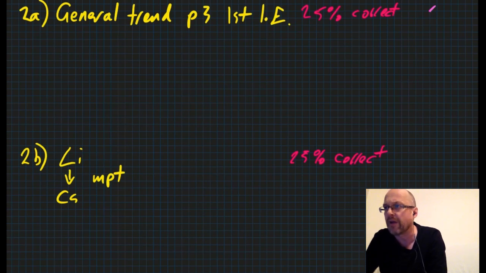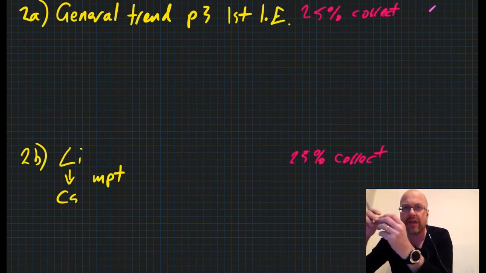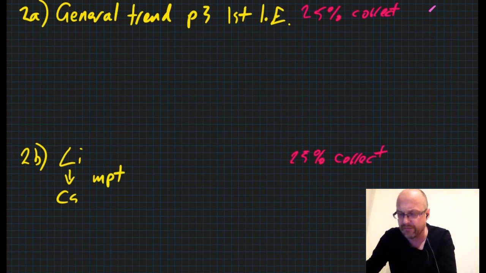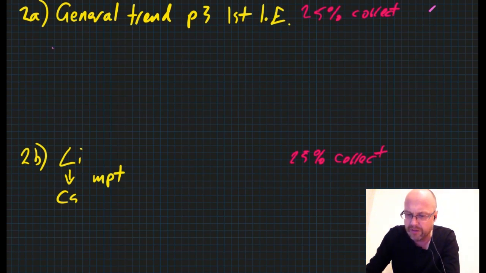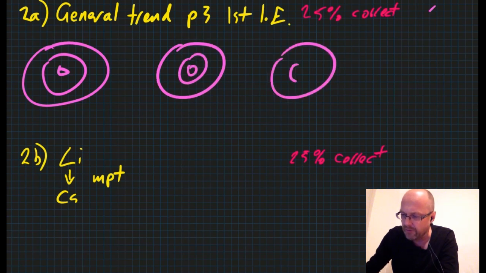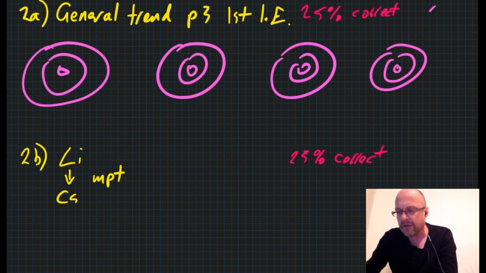Explain the general trend across period 3, first ionisation energy. So the first ionisation energy is the energy it takes to pull an electron off of a gaseous atom. So the higher the energy, the harder it is to pull the electron off. So as we go across period 3, well, each of the atoms has 3 shells, but they get smaller and smaller as you're adding more and more protons to the nucleus.